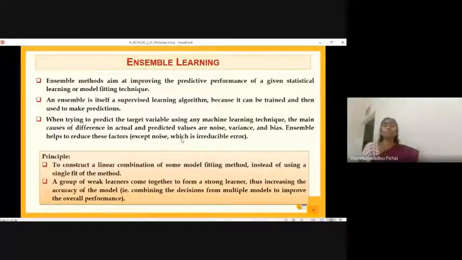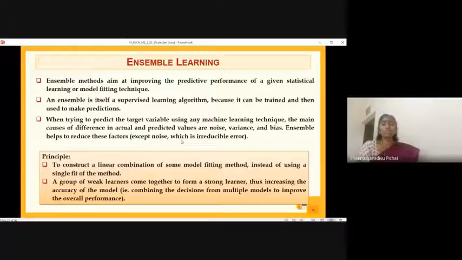The ensemble method aims to improve the predictive performance of a given statistical learning or model fitting technique. An ensemble is itself a supervised learning algorithm because it can be trained and then used for making predictions. You can imagine an ensemble as a kind of aggregation of models, or it can be taken as sequentially connecting similar models so that you get a better result.